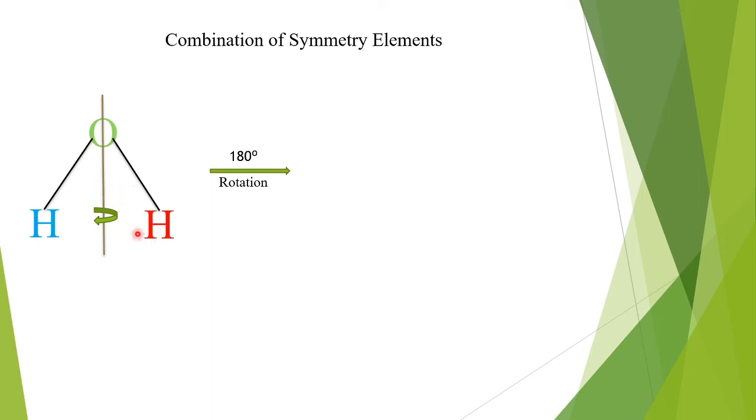It has a V shape, and we are rotating the molecule. How many degrees are we rotating this water molecule to produce the first similar appearance? We are rotating it through 180 degrees. Here the hydrogens have changed their positions, but the rotation is through 180 degrees.